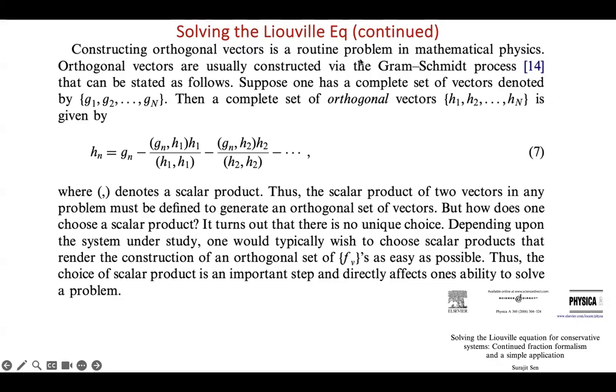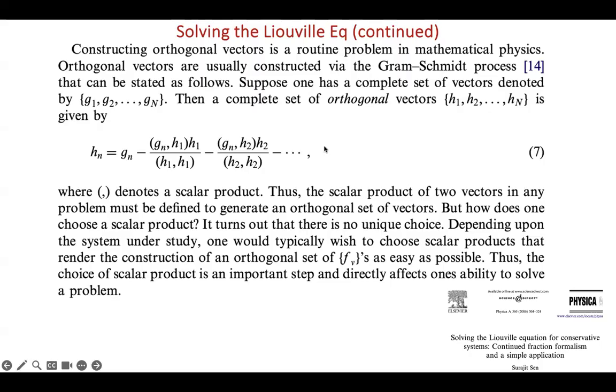Constructing orthogonal vectors is a routine problem in math physics. Orthogonal vectors are usually constructed via the Gram-Schmidt process, which can be stated as follows. I think this is the Gram-Schmidt original paper. Suppose one has a complete set of vectors denoted by G's, a collection of G's. Then a complete set of orthogonal vectors is a collection of H's. The Gram-Schmidt formula says that Hn, any one of these, is Gn, the corresponding G, minus the projections of Gn onto H1, H2, and so on, like that.